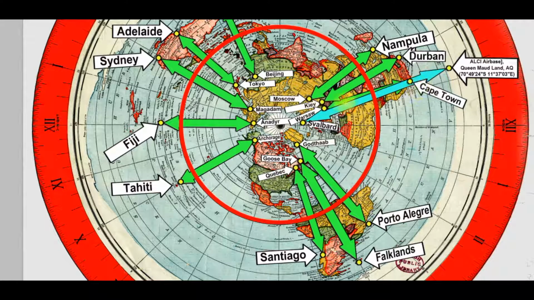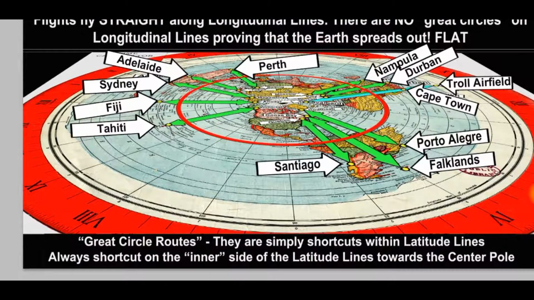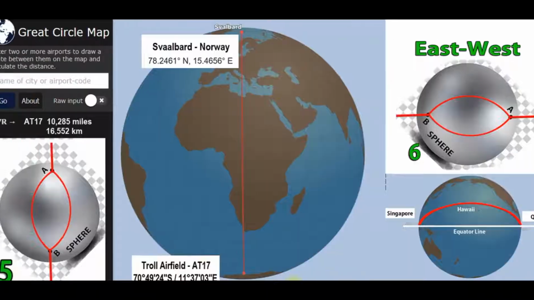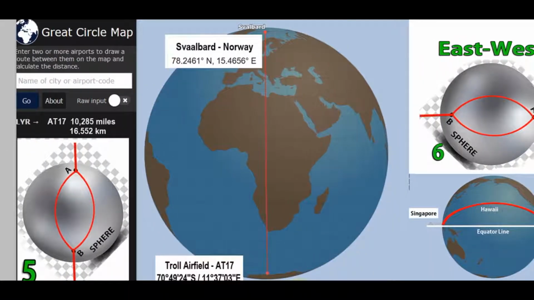This is how it goes on the flat Earth. Again, Cape Town right here, Warsaw flying straight with a flat, non-rotating Earth. Let's go to flight number 6. Flight number 6 is a very interesting flight.